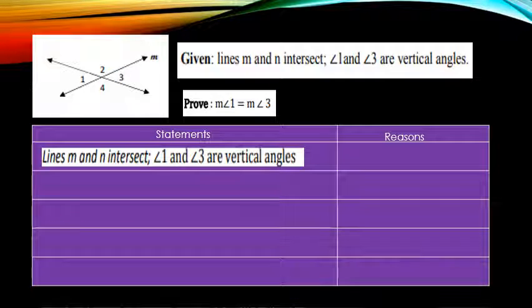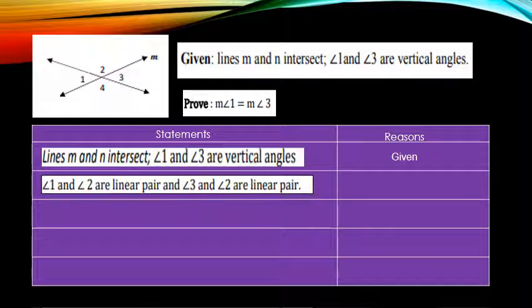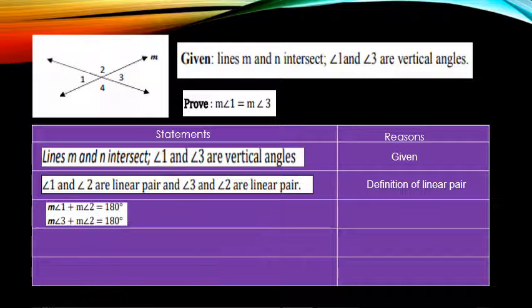Then we have lines M and N intersect. Angle 1 and angle 2 are vertical angles. So that's a given. Then angle 1 and angle 2 are a linear pair, and angle 3 and angle 2 are a linear pair. So this is the definition of linear pair. Then m angle 1 plus m angle 2 equals 180 degrees, and m angle 3 plus m angle 2 equals 180 degrees. Angle 1 and 2 is 180 degrees, just because we need to prove that angle 1 equals angle 3. So this is the definition of supplementary angles.